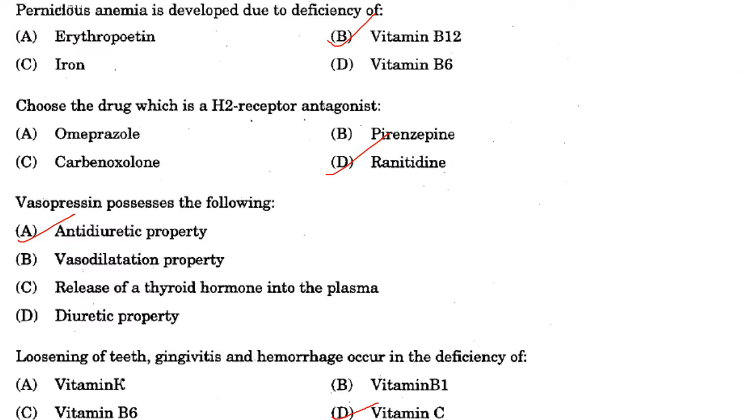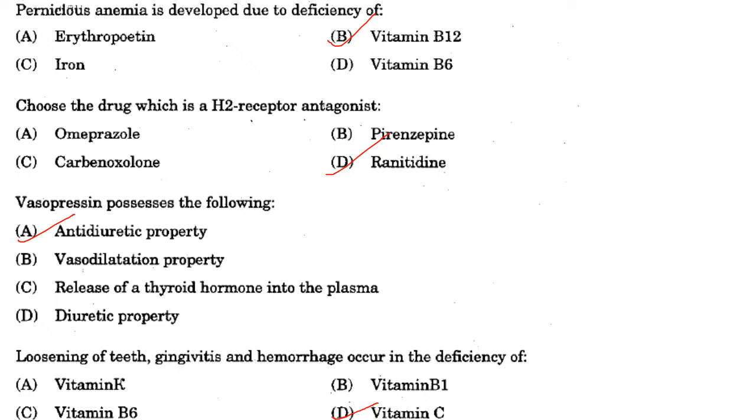So coming to the first question. Pernicious anemia is developed due to deficiency of vitamin B12. Answer is option B. Now, pernicious anemia is due to the inability of the body to properly utilize vitamin B12.